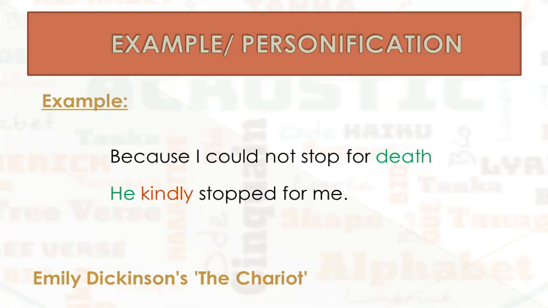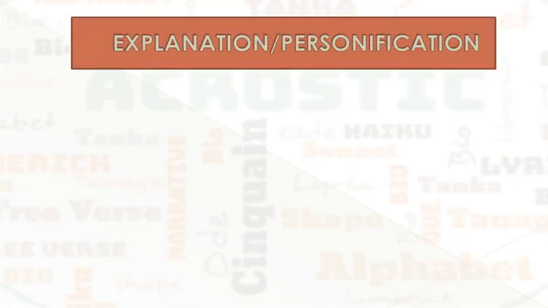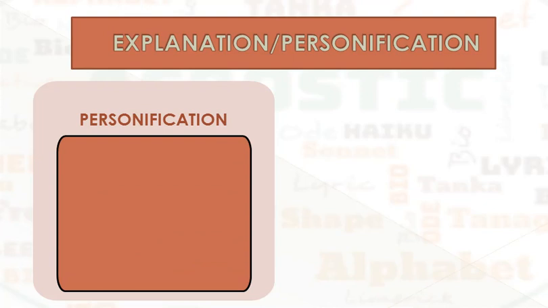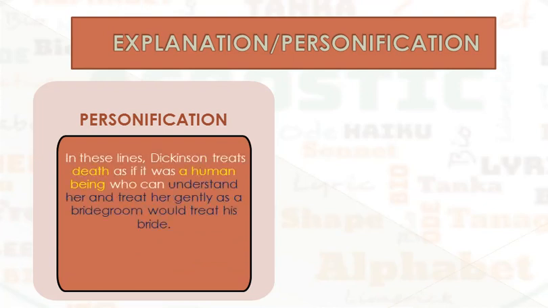So what is the function of personification here? Well, the explanation of these two lines shows that we have personification. In these two lines, Dickinson treats death as if it was a human being who can understand her and treat her gently as a bridegroom would treat his bride. Also, in these lines, death is given a human quality, which is very kind.